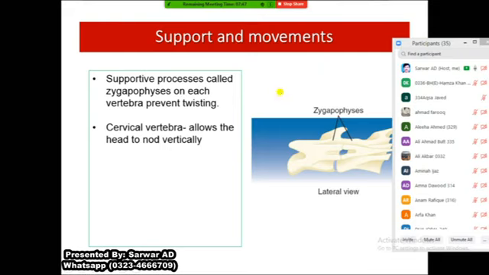Cervical vertebrae allow the head to nod vertically, meaning they are helpful in the nodding movement of the head. Sacral vertebrae anchor the pelvic girdle.